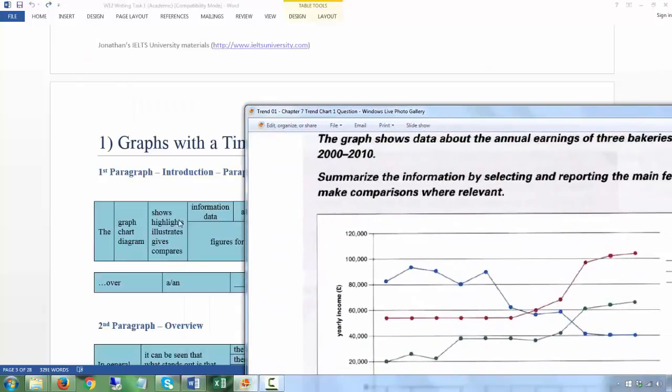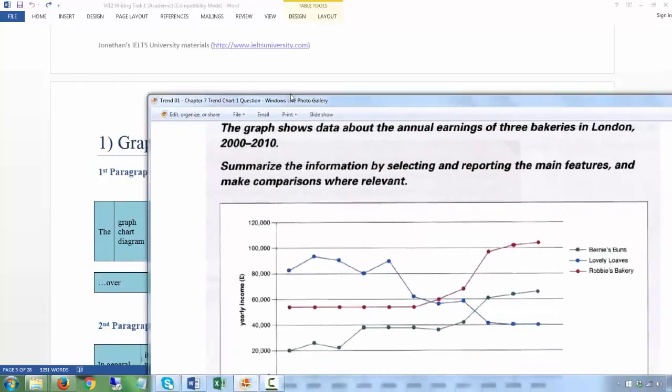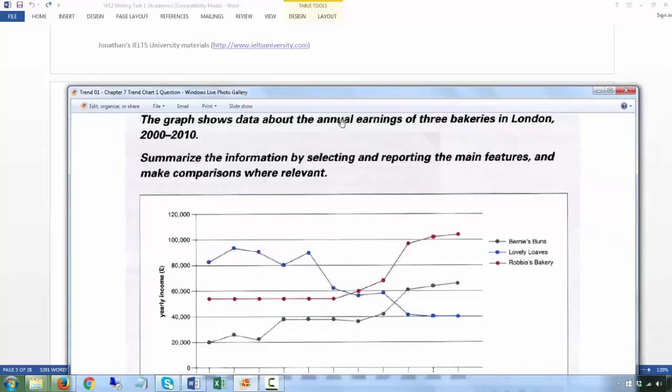The chart highlights figures for, and then you can talk about the annual, rather than annual earnings, the annual income. Annual and yearly is the same. Income and earnings is the same. Remember that earnings is always with an S. There's no such thing as earning as a noun without S. Okay, and then of 3 London bakeries.